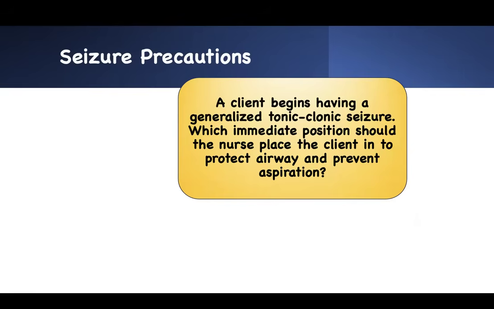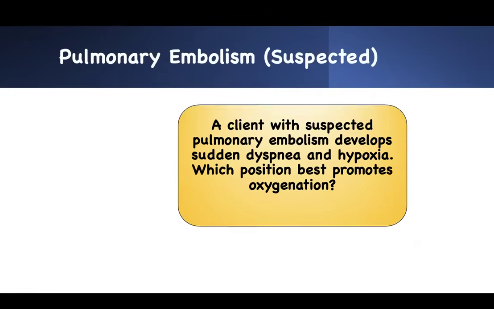Very important. A seizure patient, a client beginning to have a generalized tonic-clonic seizure. I'm giving you the scenario so that you can apply it. Which immediate position should the nurse place the client in to protect the airway and prevent aspiration? Aspiration, aspiration, aspiration. We talk about what? Laying on the left side. Side laying is the best way.